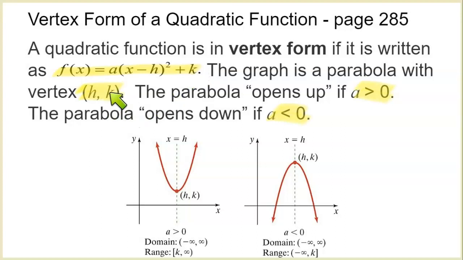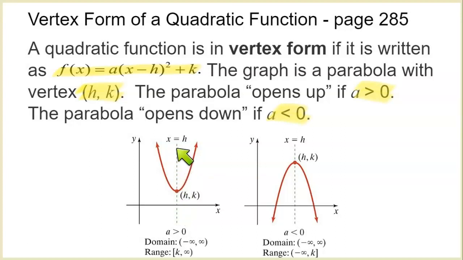And again, as a reminder, the parabola opens up if the value of a is greater than 0, and the parabola opens downward if the value of a is less than 0. And here are just two examples of a parabola opening upward and a parabola opening downward. Now, one feature you want to kind of notice is that the line of symmetry always passes through the vertex.